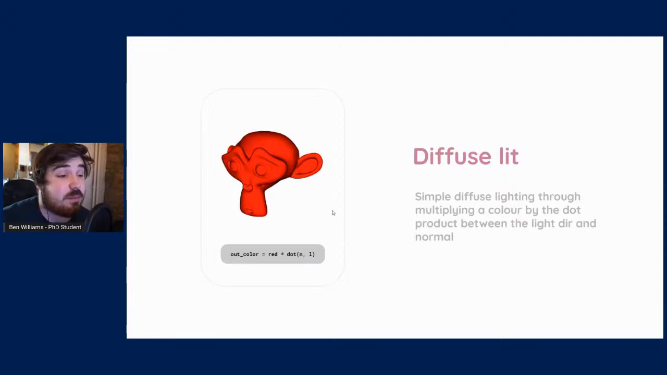If you take each pixel and compute the dot product between the normal N and L, which in this case is the light direction, and then multiply all of that by red, or any color you want, blue, green, whatever, you can create diffuse lighting. This is Lambertian reflectance, simple diffuse lighting. All we're doing is multiplying a color by the dot product between the normal and the light direction. So we can create some interesting effects. With just one line of code, we've got simple lighting.